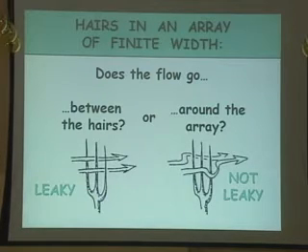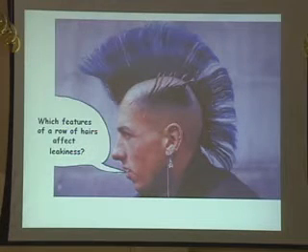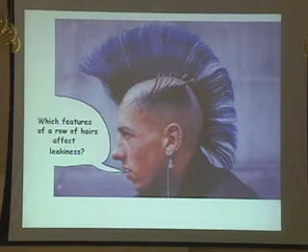So if we want to think about flow around these chemosensory hairs, we have to figure out whether the flow is going to move between the hairs or not. And as you saw, a lot of those olfactory antennae had very different hair arrangements. So we want to understand which features of a row of hairs affect leakiness. And then this gentleman is here to help me remember to tell you the various features that we explored.